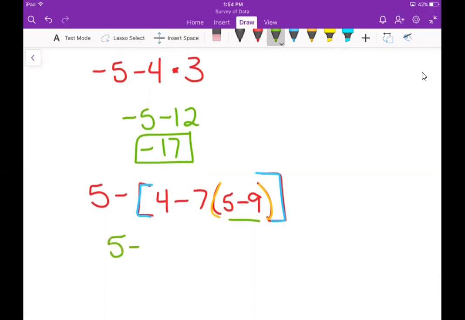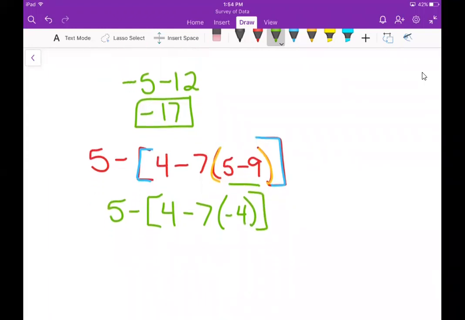So I bring my 5 down. I have my bracket with my 4. I'm subtracting 7 times, and I want to carry out that operation in parentheses. What is 5 minus 9? It's -4. Then I'm going to bring down that bracket as well. I'm going to leave those parentheses there because they're showing me multiplication right now.